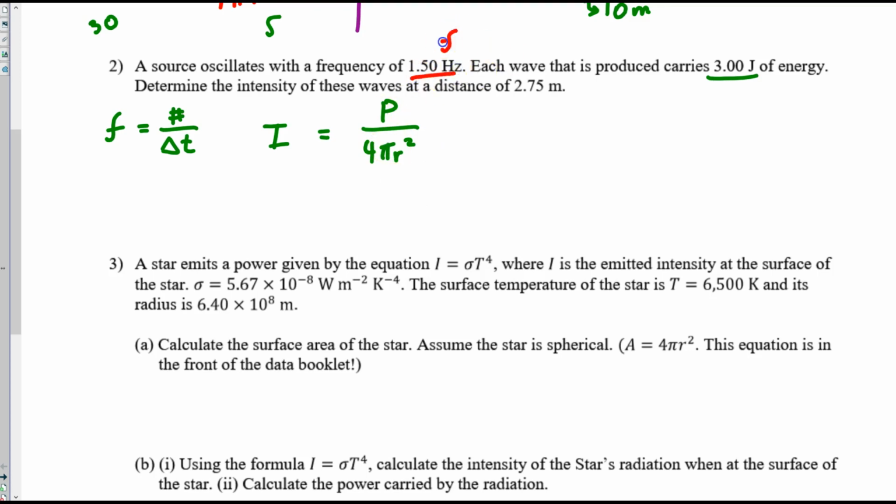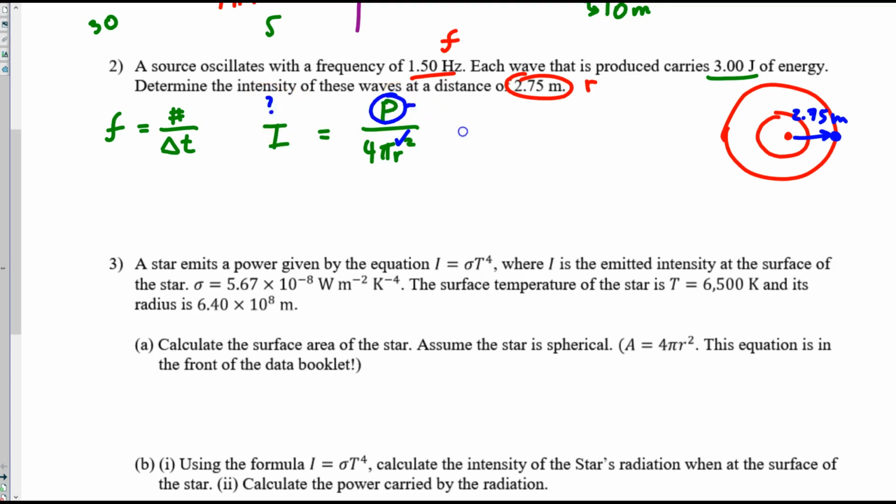Okay, this is frequency because it's in hertz. This is distance, or the radius of the waves that are spreading out spherically, right? And they reach some point, 2.75 meters away. And we have to find the intensity at that point, given how spread out the wave now is. Well, I know R, so if I want to solve for I, we'll have to find P first. What about the other equation?